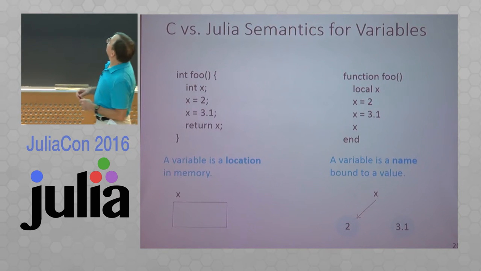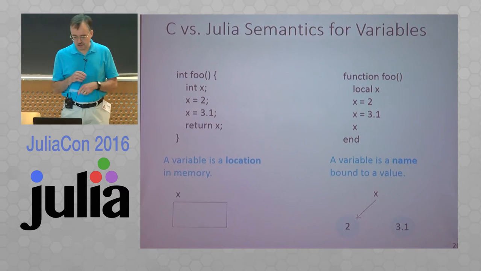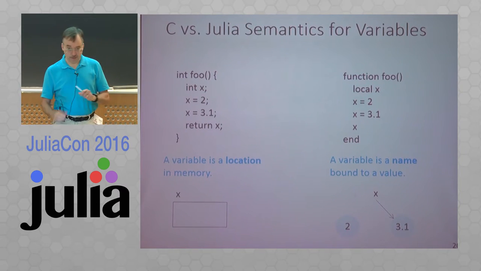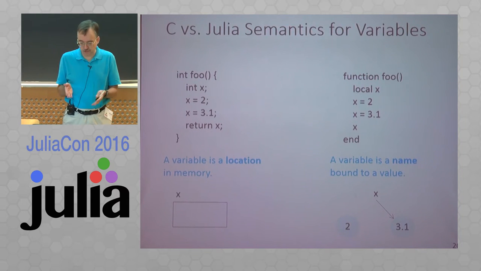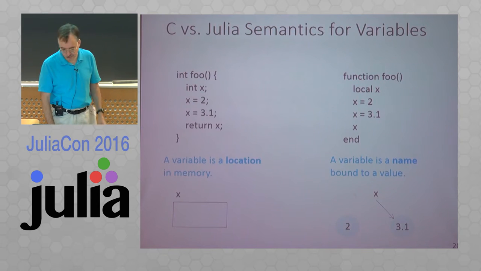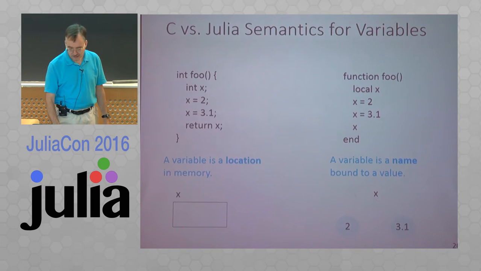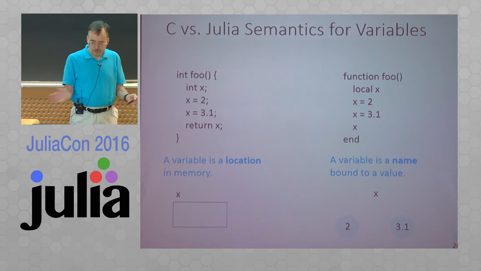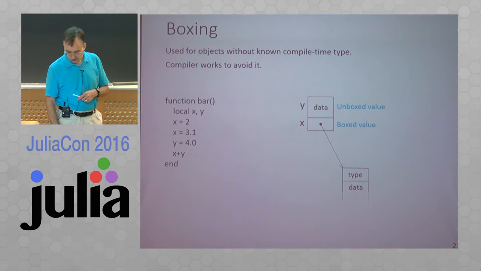So here's a function foo in Julia on the right, and when I assign x equals 2, you can think of it as x pointing to a 2. Now internally, maybe there's no pointer there. The compiler probably optimizes it so it stuffs the 2 somewhere in a stack frame or in a register. But conceptually, the 2 is just out in some space and x points to it. Then when I assign 3.1 to it, I'm just repointing x somewhere else. The x itself is just an abstract tag. The 2 and the 3.1 are the things that are somewhere in memory.